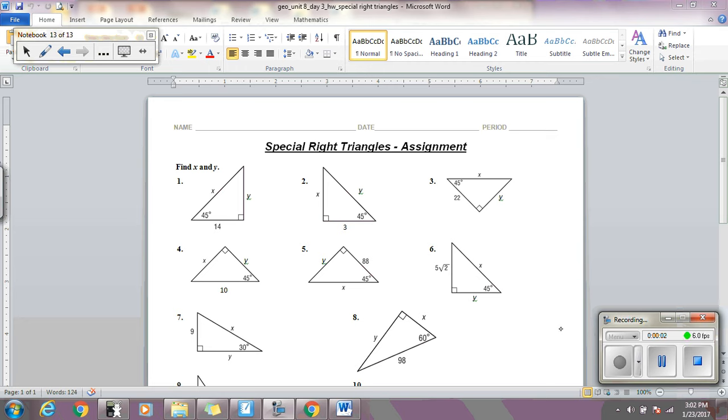This is your Unit 8, Day 3 homework tutorial. I'll work through all the odd problems with you, but your task is to complete the entire worksheet, just FYI.